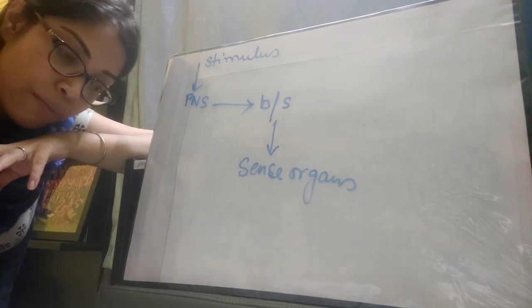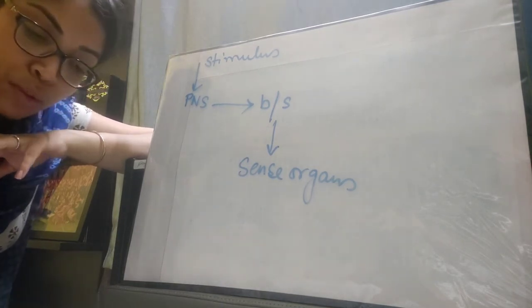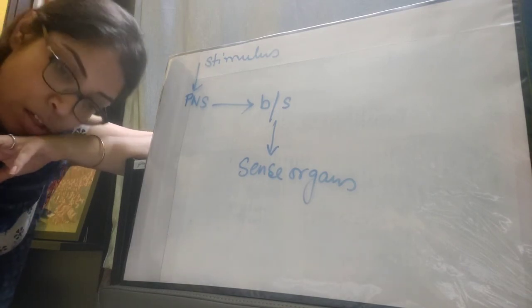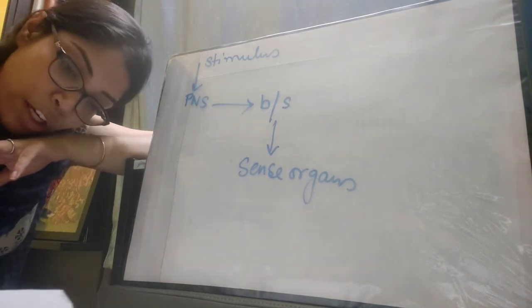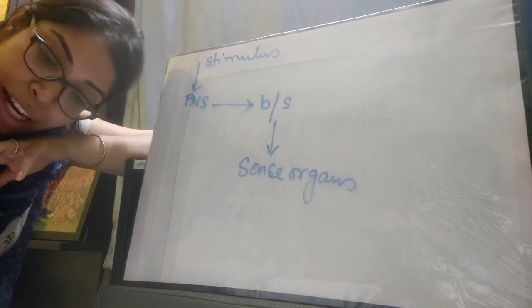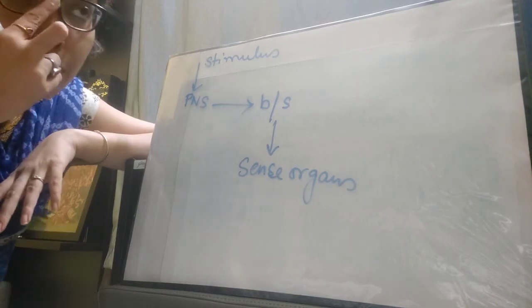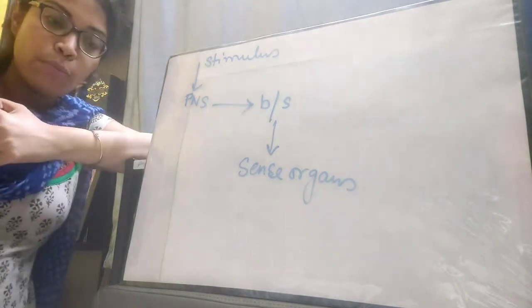And for the diagram of this chapter, you will have to do the structure of neuron, synapse, and this one, the cross section of a spinal cord, figure 8.5, page 93. So these are the diagrams that you will need to do from this chapter.